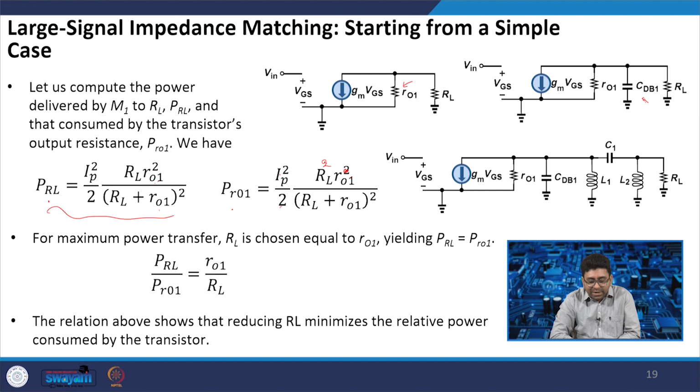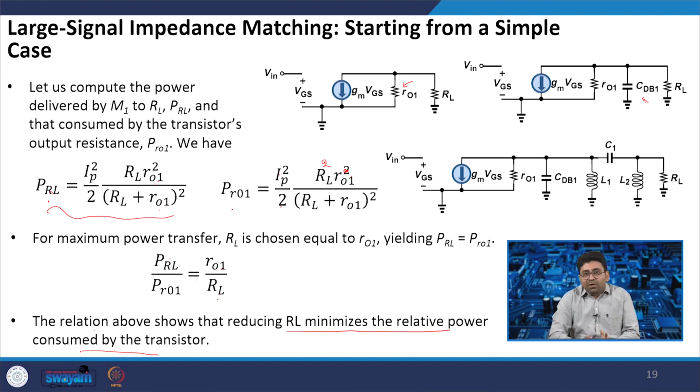For maximum power transfer, RL is chosen equal to RO1, which yields PRL equal to PRO1. So, PRL by PRO1 is given by RO1 by RL, because here there is RL into RO1 square, and there is RL square into RO1. So, PRL by PRO1 is given by RO by RL. The relation above shows that reducing RL minimizes the relative power consumed by the transistor.